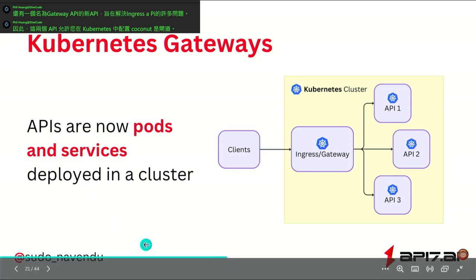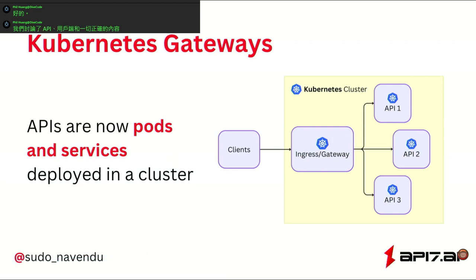Okay, so we talked about APIs, clients, and everything, right? Now we move to the Kubernetes world. Now your APIs are pods and services in a cluster. So that's the change here. Instead of your APIs being separate, they are now deployed in a Kubernetes cluster, and you have an ingress or a gateway in front of your APIs, which is sending traffic to your APIs. Does that make sense? Okay. So you have two options, either the ingress API or the gateway API. The rest of the stuff remains the same. Everything is deployed in Kubernetes.